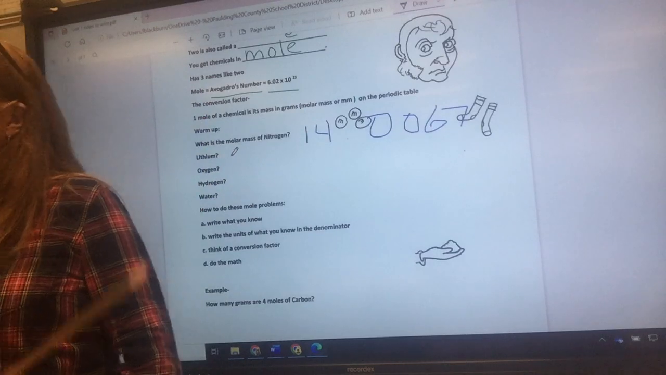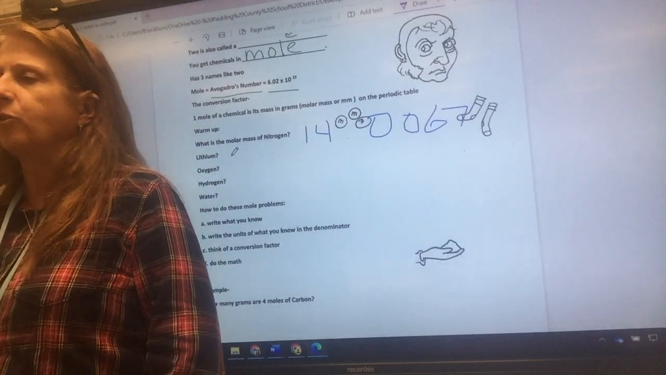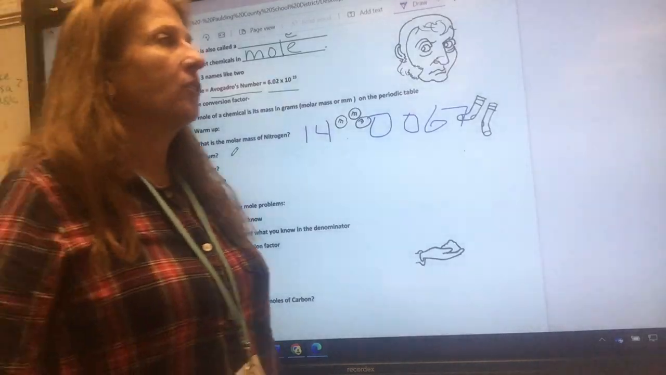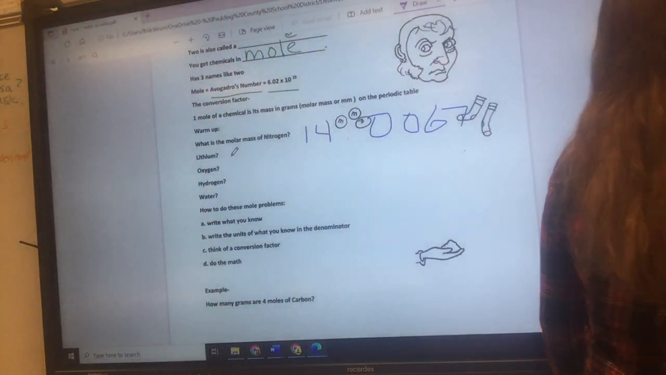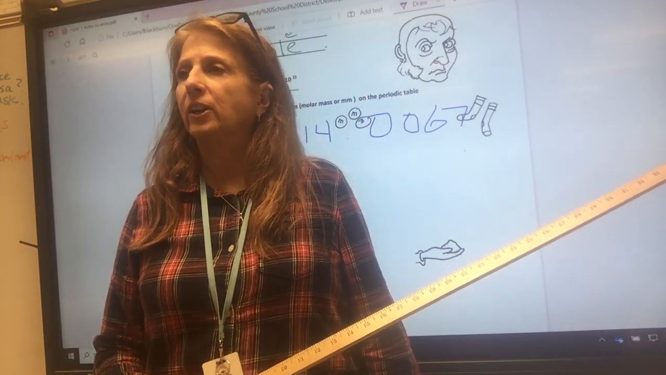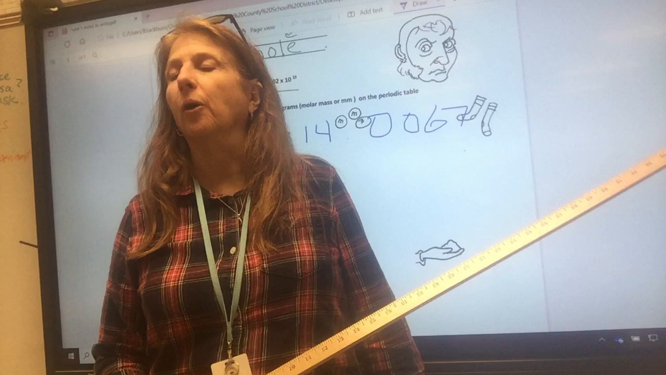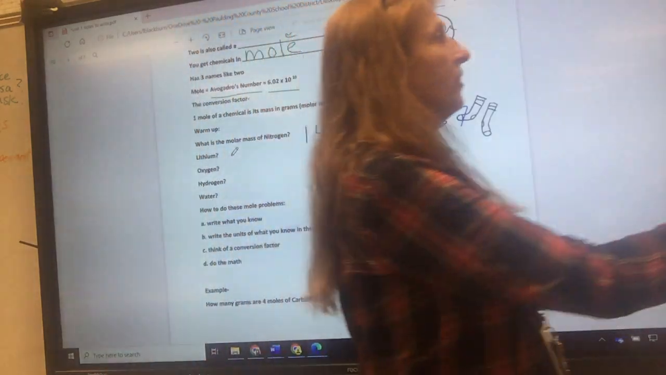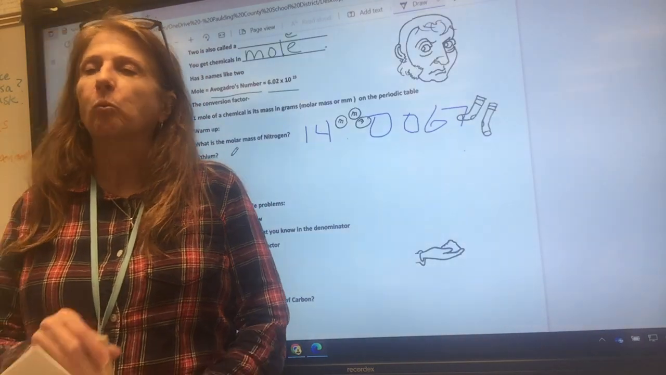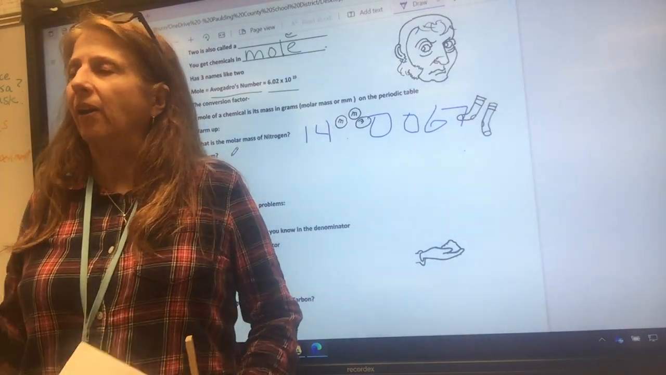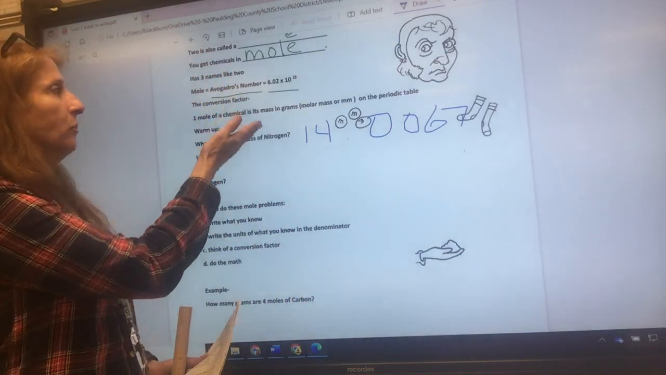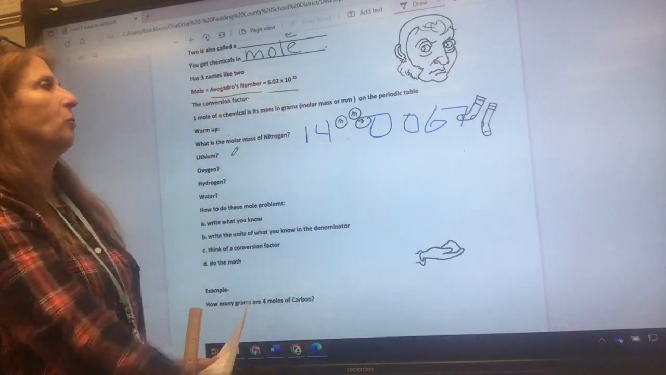Now, how about water? Is water on the periodic table? No. What is the formula for water? H2O. So we would add them up. Oxygen is 16. How many hydrogens do we have in a water? 2. So 16, 17, 18. So if I wanted 1 mole of water, I would weigh out 18 grams.